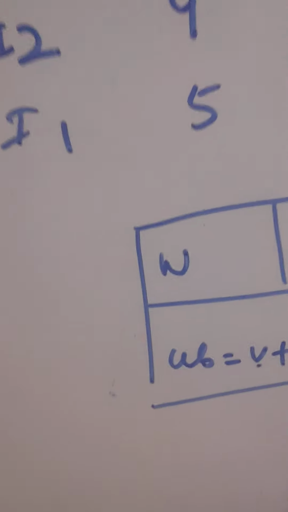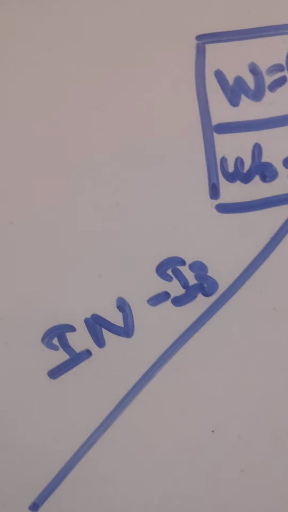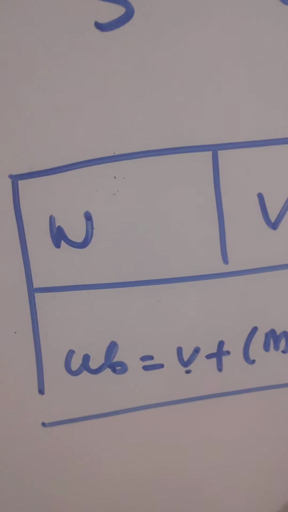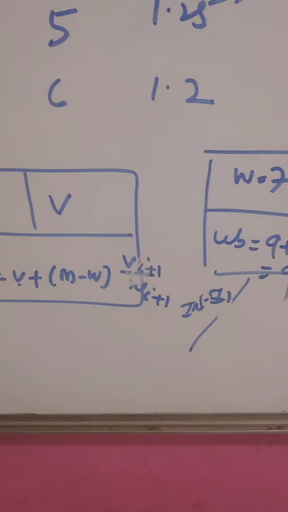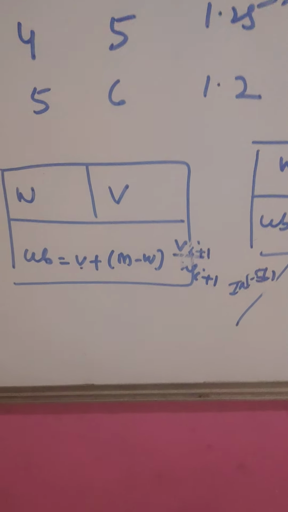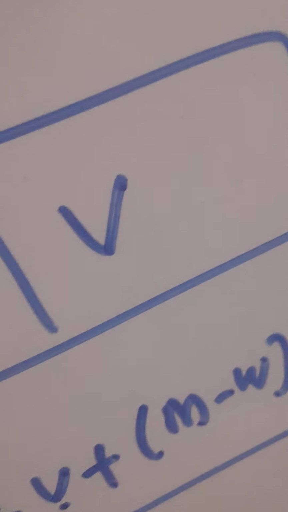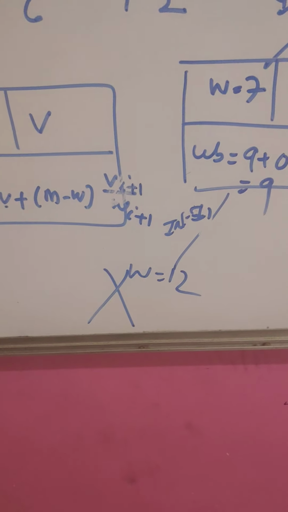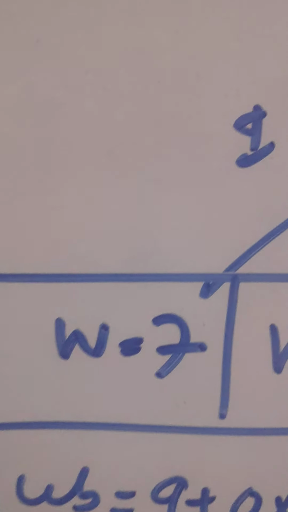Inclusion of I3, so the weight was 7. Sorry, I3 was here, then second is I2, third is I1. Inclusion of I1, so my weight becomes 7 plus 5, that is 12. So it is not allowed, because my knapsack size is 7 only, I cannot take these. Already I have achieved the weight that is 7.